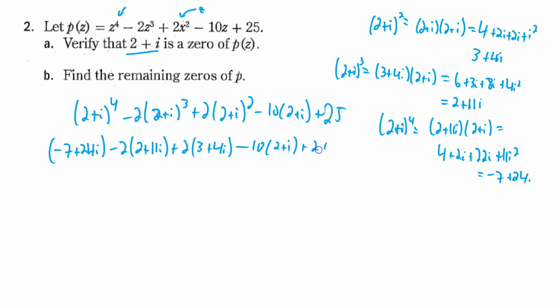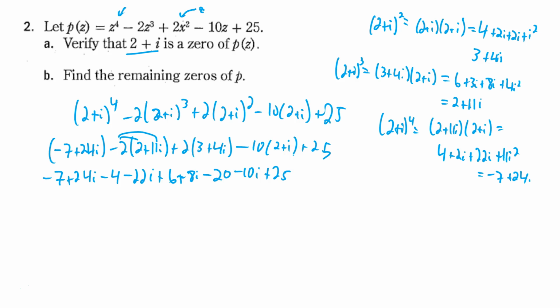And then plus 25. So we're going to hope that this gives us 0, because we're trying to show that 2 plus i is a 0 of this polynomial. So let's see here. So we have negative 7 plus 24i minus 4 minus 22i, right? Because we have negative 2 times 2 and then negative 2 times 11i. Then we'll have plus 6 plus 8i minus 20 minus 10i, and then plus 25. Now we're going to cross our fingers and see if this works out.